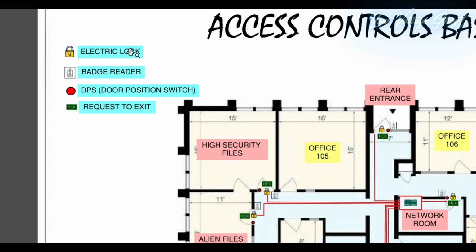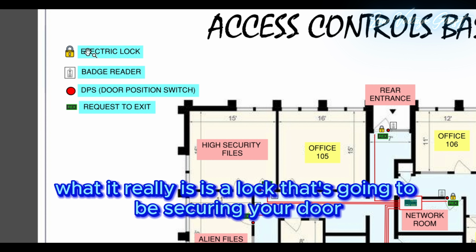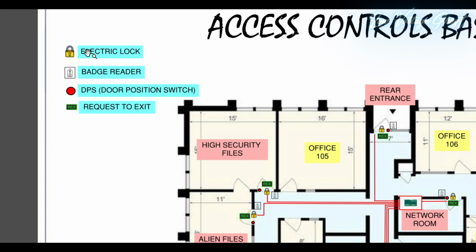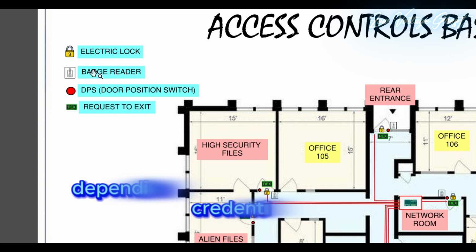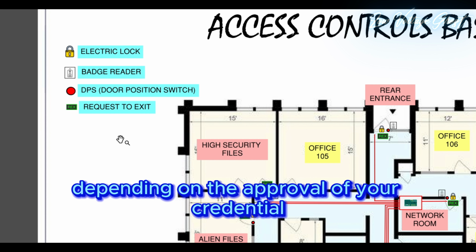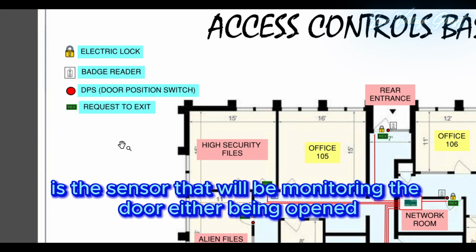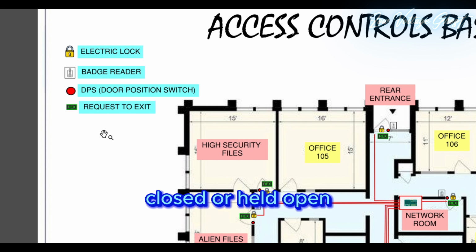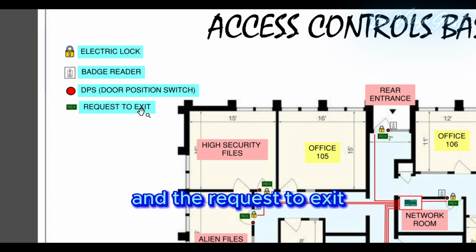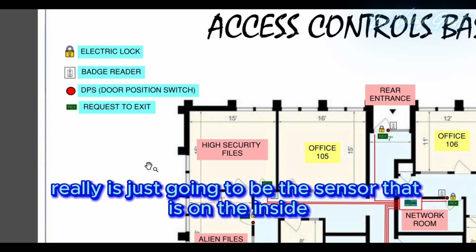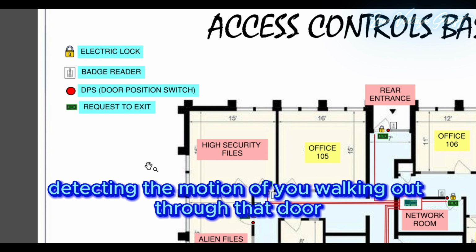The electric lock is the lock that's going to be securing your door. The badge reader is going to be letting you through the door depending on the approval of your credential. The DPS, or door contact, is the sensor that will be monitoring the door either being opened, closed, or held open. And the request to exit is just the sensor on the inside detecting the motion of you walking out through that door.